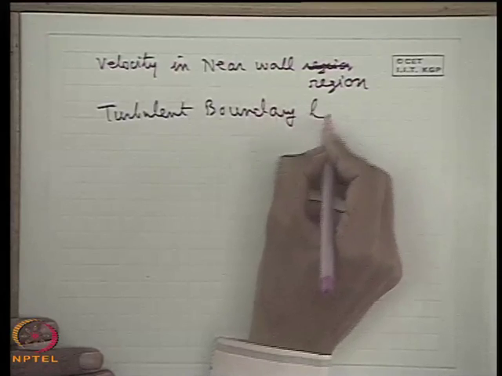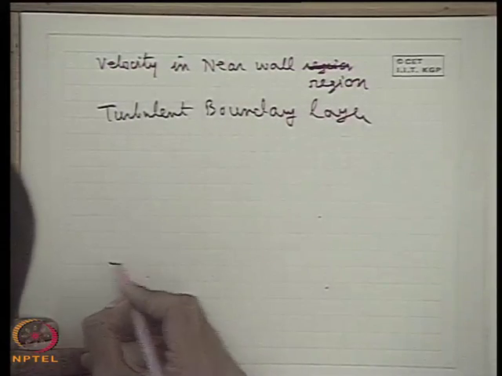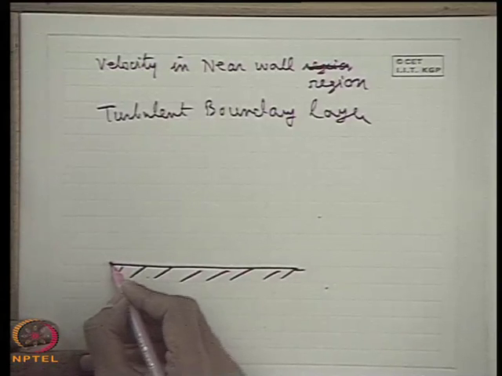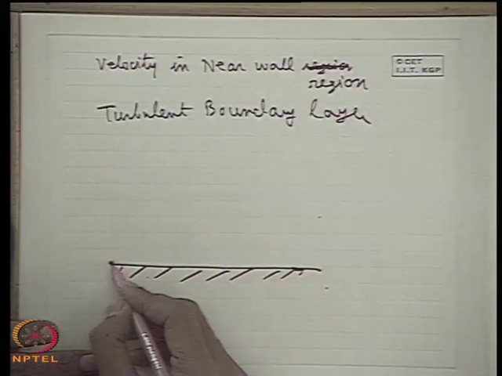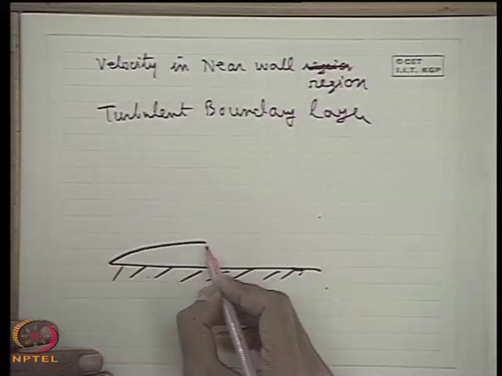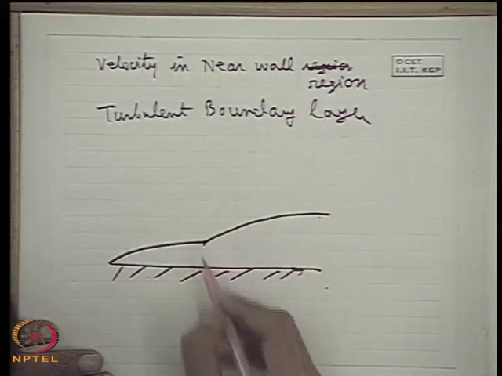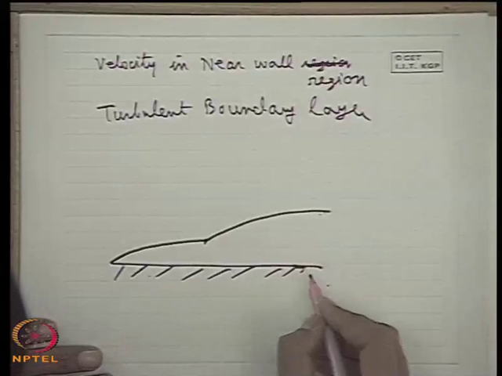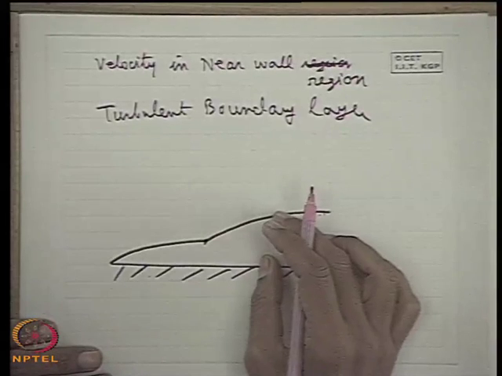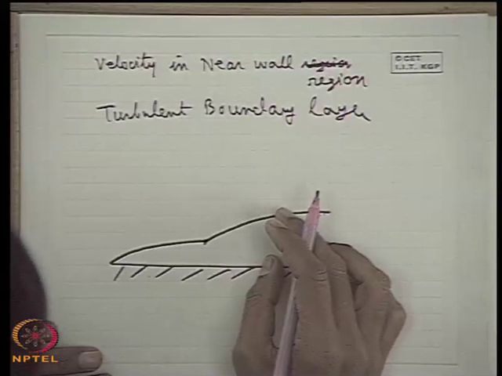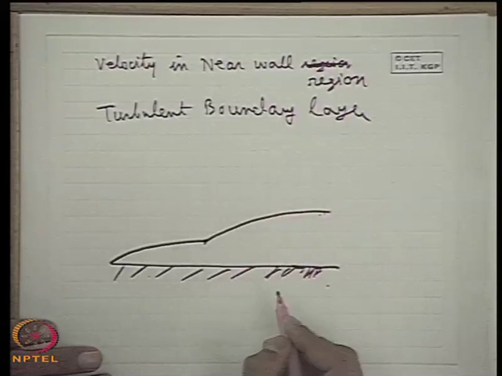Let us consider flow over a flat plate. Just after the leading edge the flow does not become turbulent. After some length the flow becomes turbulent and the turbulent boundary layer grows. Here is the point where the turbulent boundary layer takes place. The turbulent boundary layer is thicker than the laminar boundary layer, but it is very small compared to any characteristic length of the problem.